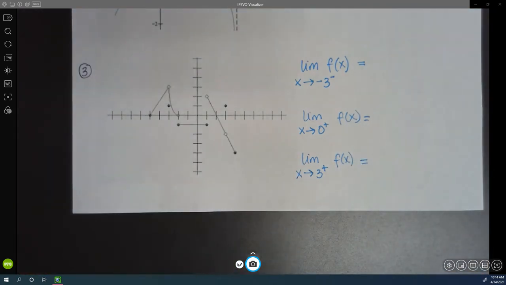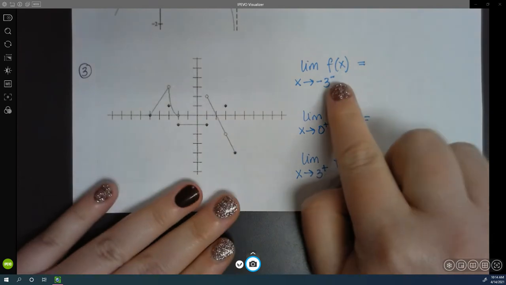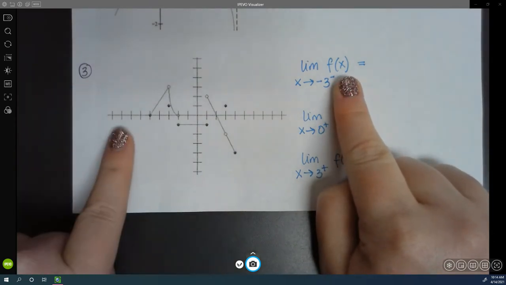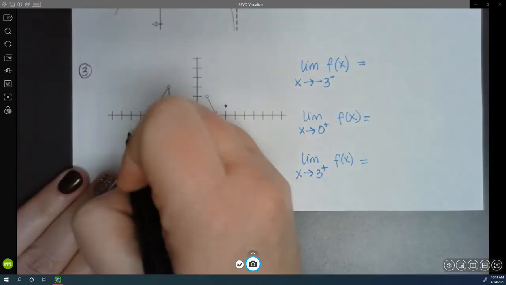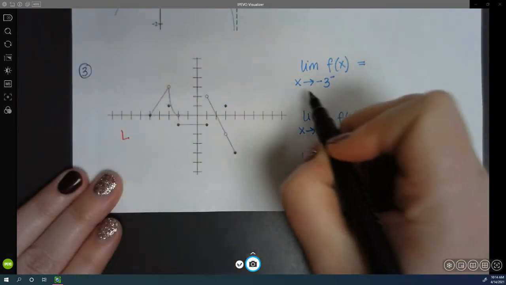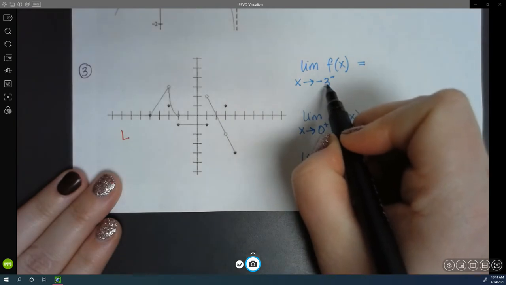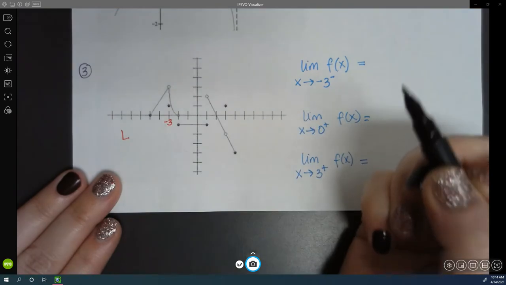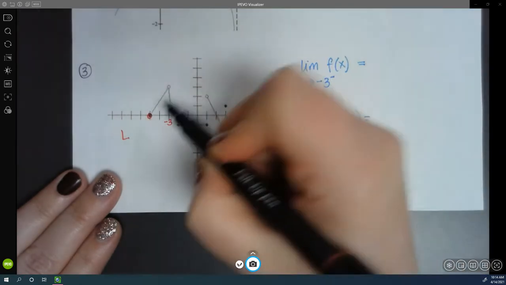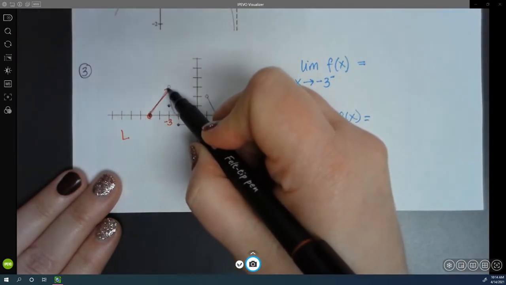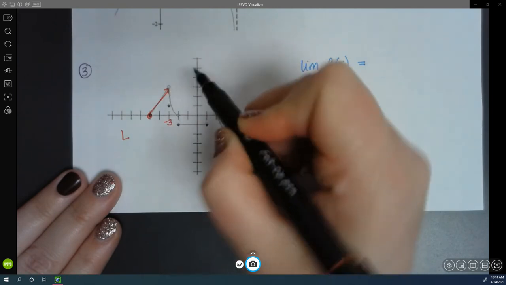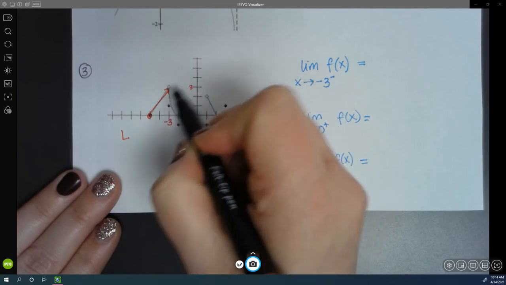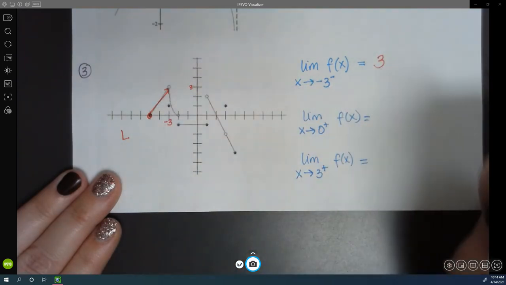So the first thing I'm going to do is pay attention. Am I coming from the left or the right? The negative in the exponent tells me I'm coming from the left side. So I'm going to start on the left side. And where is my stopping point? -3 on the x-axis. So here is -3 on the x-axis. Jumping on the function, and I'm going to go all the way until I get to -3 on the x-axis, and I'm getting closer and closer and closer to 3 on the y-axis. The answer to this is 3.